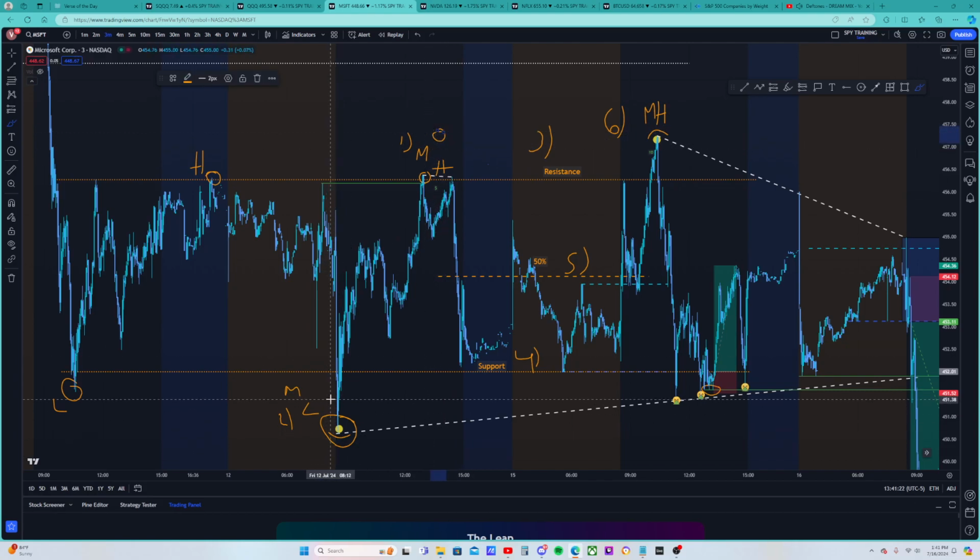You could put O for outlier. An outlier high, an outlier low. It's something that's outside of the average, outside of the range. That's what we would call a manipulated or outlying high or low. And then support, resistance, manipulated high, low, 50%.